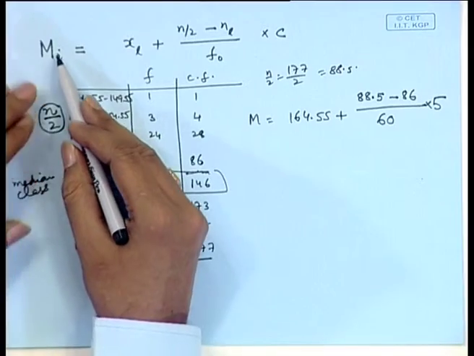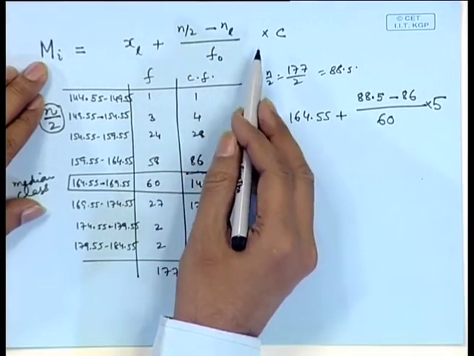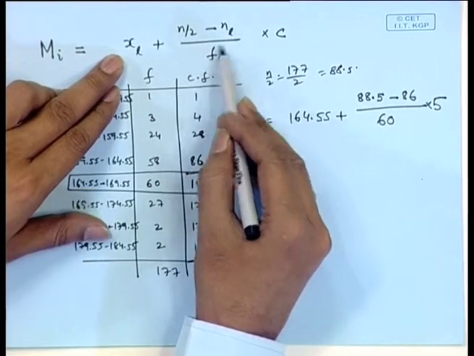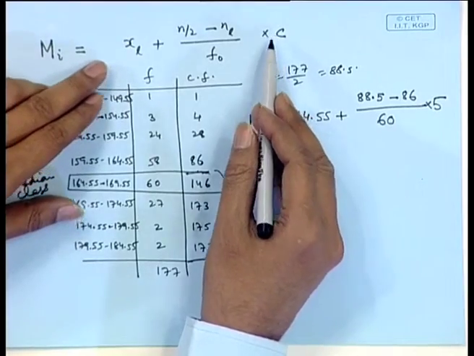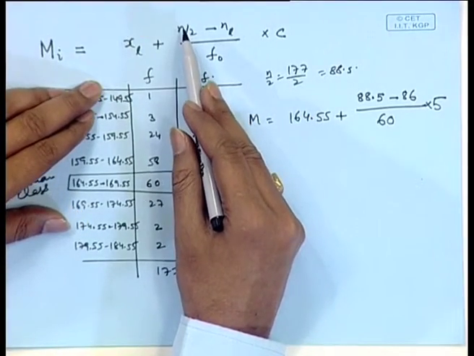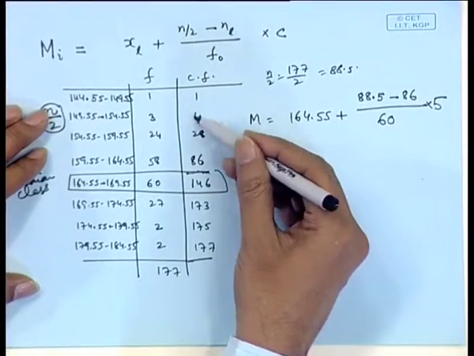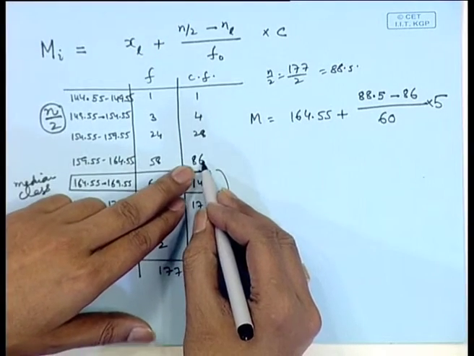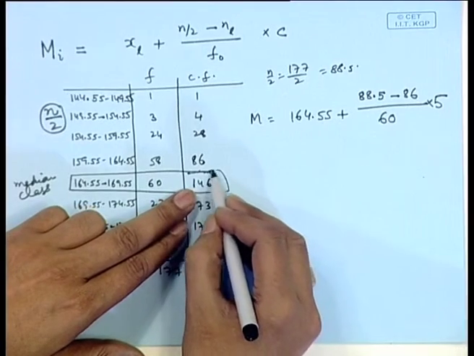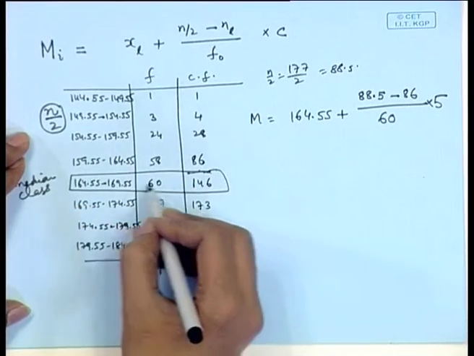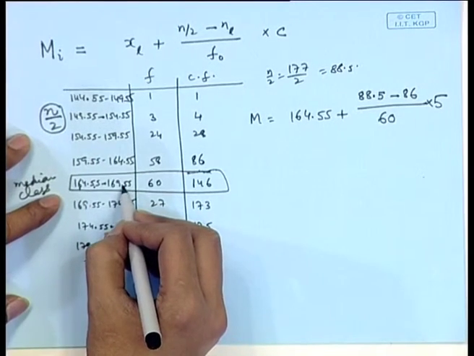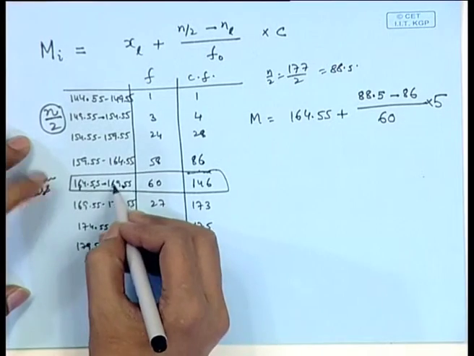So, you can see here the median value for frequency classified data is given by x L plus (n by 2 minus n L) divided by f naught into C. How this is determined is by firstly looking at what is n by 2. n is the total frequency. In the cumulative frequency table, you observe where this n by 2 will occur. Since 86 is coming here, 88.5 is above this, so that frequency is occurring in the next class, that is from 164.55 to 169.55. This is known as the median class.